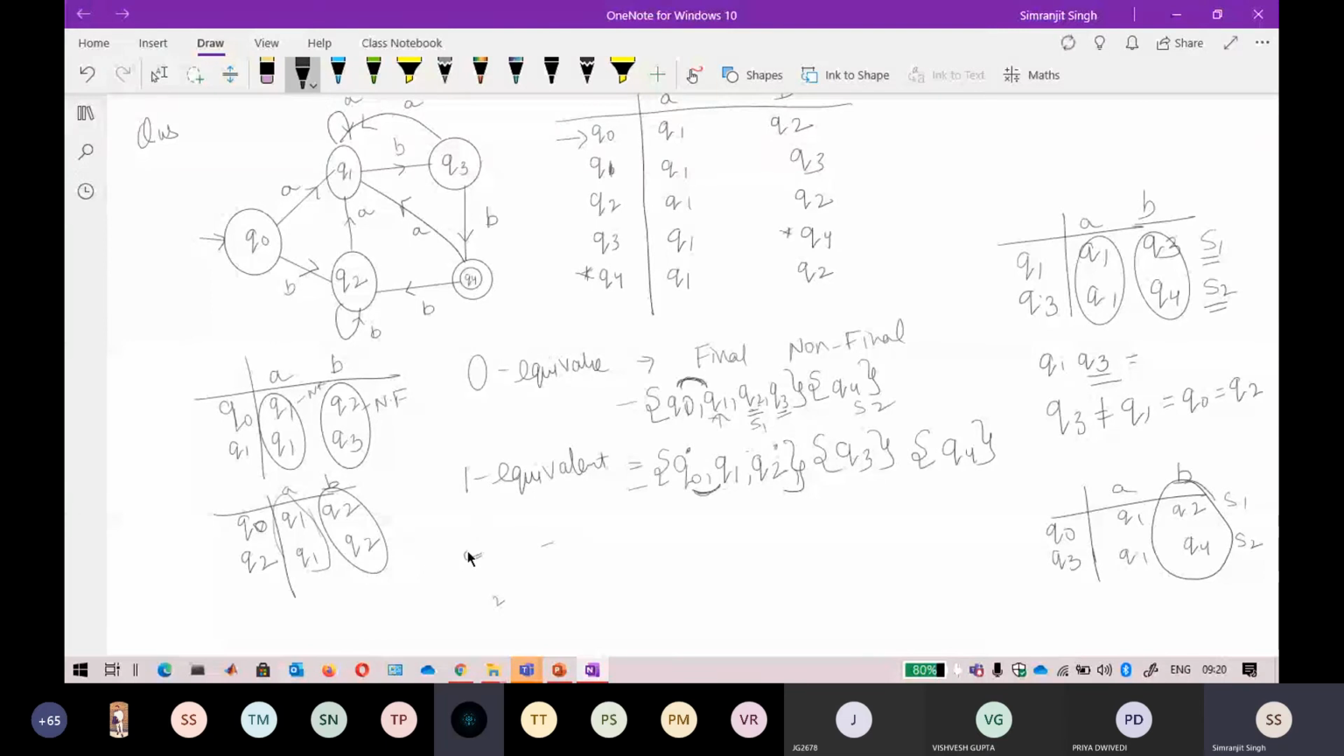Sir, why didn't we check Q4 with Q2 or with that set Q0, Q1? Because Q4 is already in a different set, so I do not need to check it. Please keep in mind that in this theorem I just try to break sets into two different sets. If they are already broken into different sets, I cannot combine them. There is no combination, but I will always try to break them.